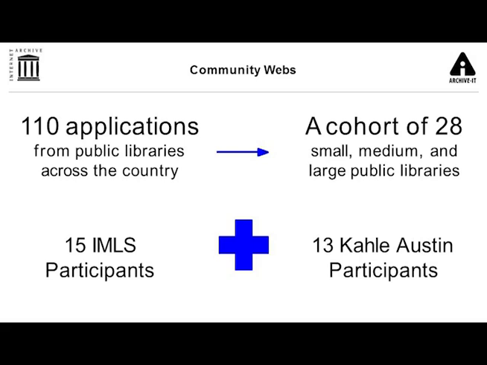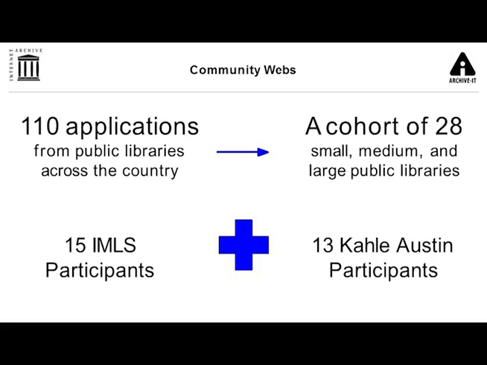So we opened up applications this summer, and we received 110. Initially, we had 5 library lead partners and 10 open spaces. So we had to select 10 applications from the 110 that we received. We were lucky enough to get some additional funding for 13 more slots, so that brought us to a cohort of 28 small, medium, and large public libraries.